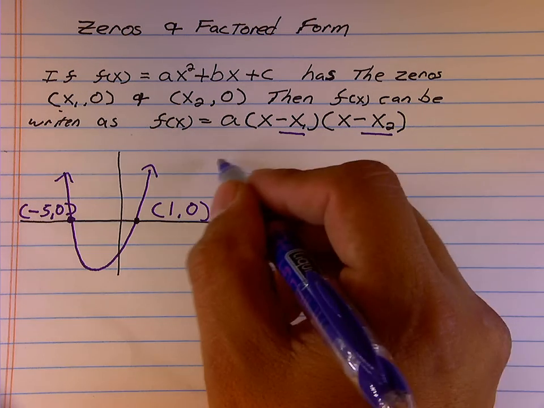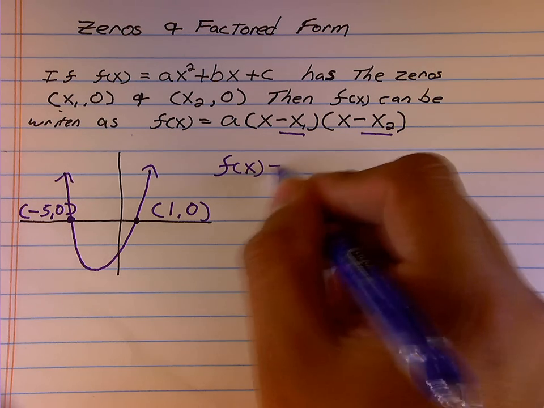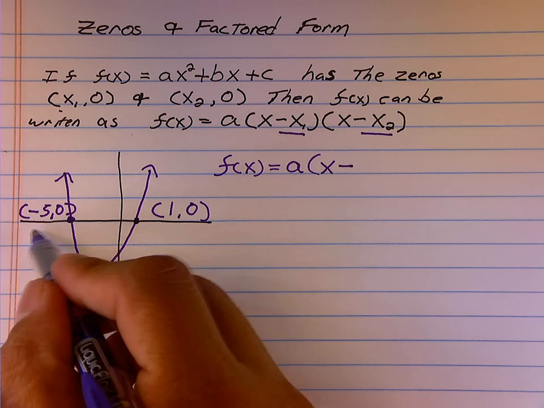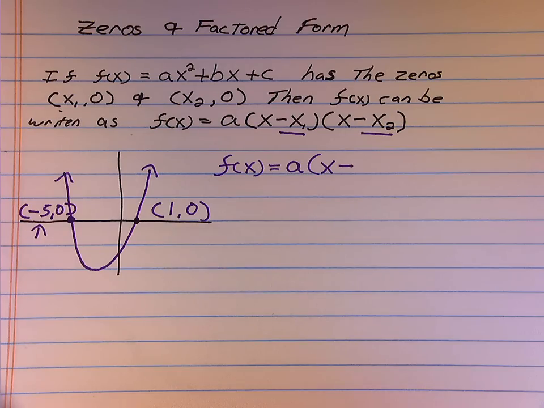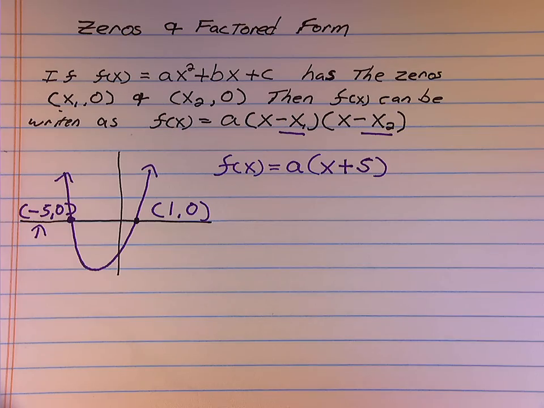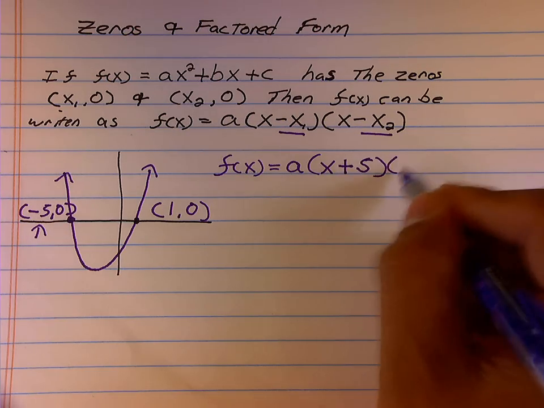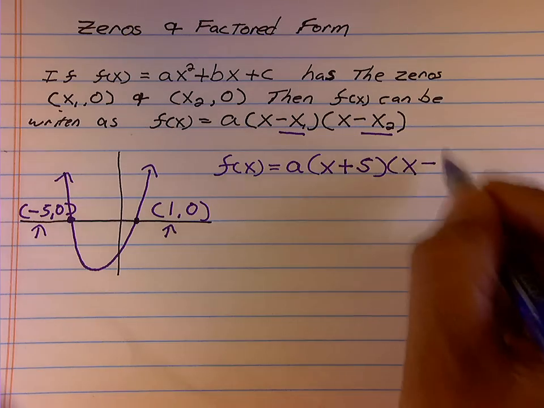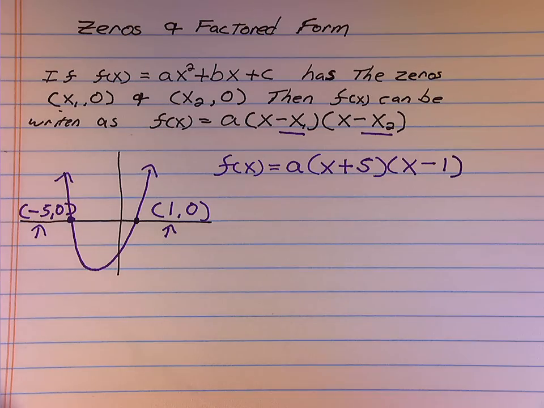So to put this in factored form, I would write f of x equals the unknown amount A times x minus the very first x1, which would be negative 5. And since I'm subtracting a negative 5, I end up with a plus 5, times the quantity x minus x2, in this case the second x value at the zero, which is 1. This is the parabola in factored form.